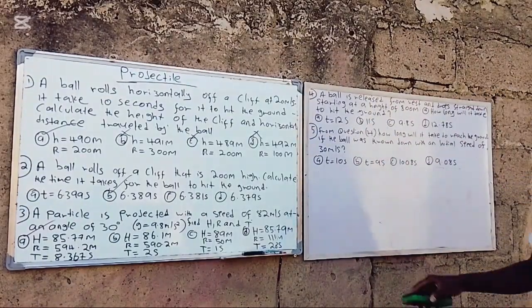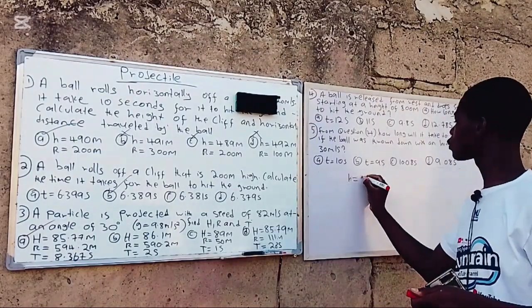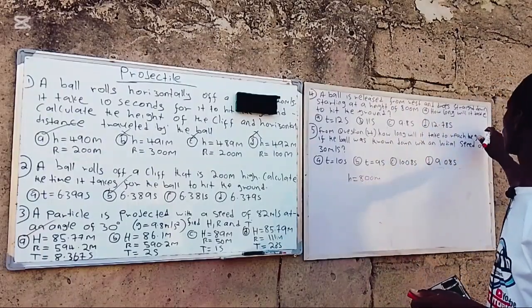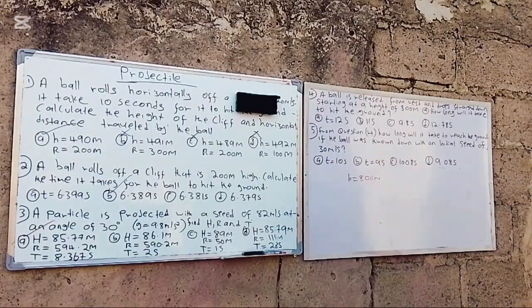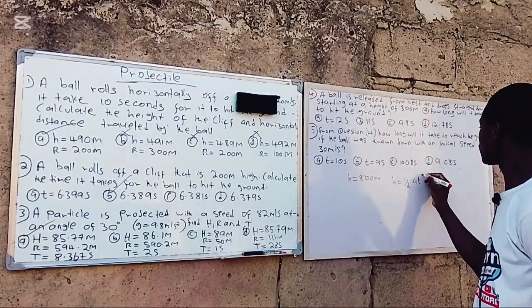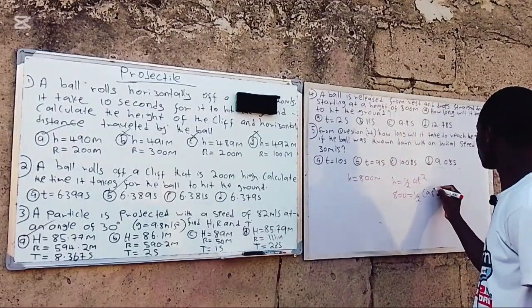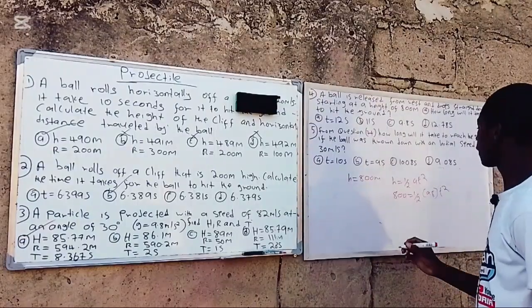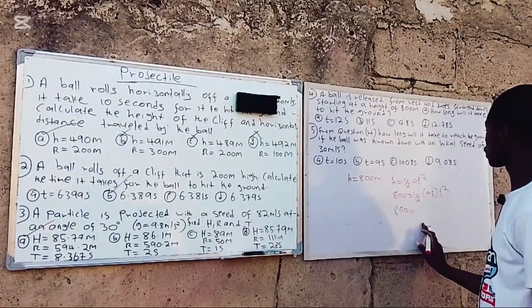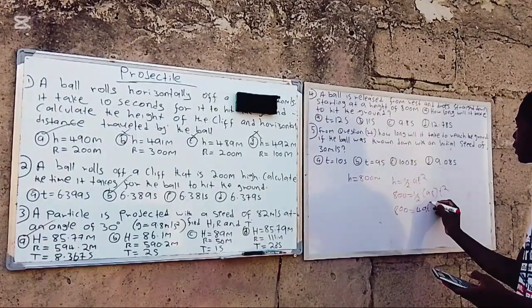A ball is released from rest and dropped straight down, starting at a height of 800 meters. How long will it take to hit the ground? So we're going to find the time. Height is equal to a half a t squared, which is 800 equals a half multiplied by 9.8 of t squared. This is the same as saying 800 equals 4.9 t squared.